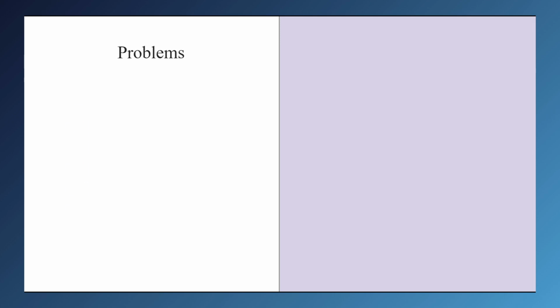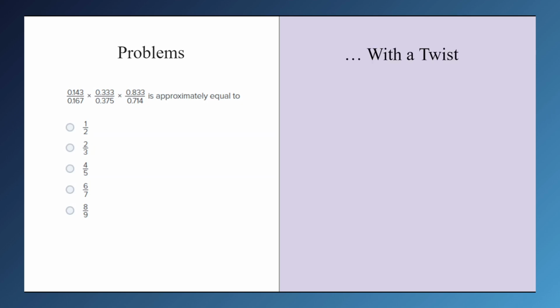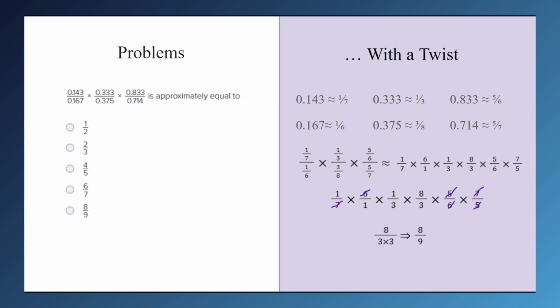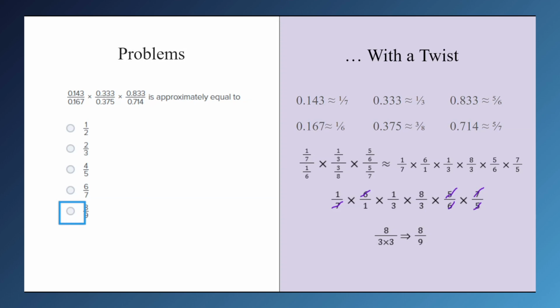First up, we have this one. Initial impression, it looks like a lot, but what if we notice these approximate inches? Now, that is going to simplify things a lot. We can take these, flip the second, and multiply. Cross out to cancel, and we have 8 over 3 times 3, or 8 over 9, which is answer E. Right over here. Much simpler.